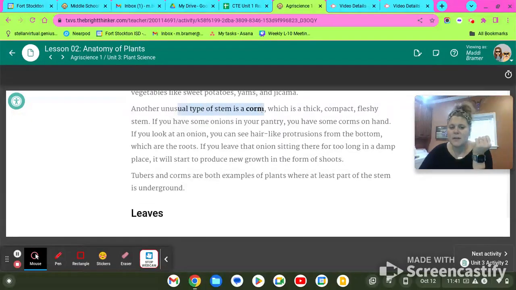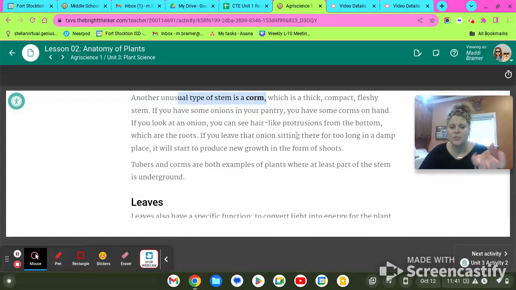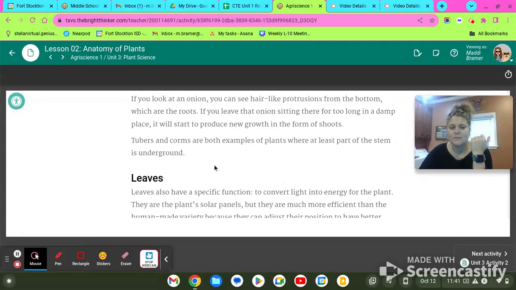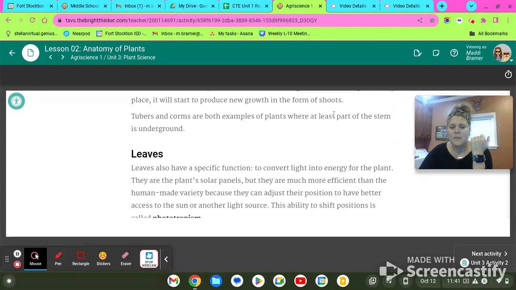Another unusual type is a corm, which is a thick, compact, and fleshy stem. Onions have corms. So you can see the hair protrusions from the bottom. Those are the roots. If you leave the onion sitting there too long, it'll produce new growth. So those are examples of plants where the stem is under the ground.